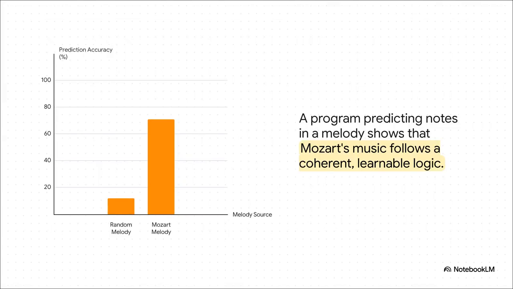So why does this work so well with a composer like Mozart? It's because even a genius like him has an underlying logic. Think about it. If you ask a computer to predict the next note in just a random jumbled melody, it's basically guessing. Its accuracy is like 12%. But give that same computer a melody by Mozart, and the accuracy jumps to over 70%. Now, that doesn't make him less of a genius. It just proves that his style is a coherent, learnable language. And that makes it the perfect raw material for an AI to learn from.